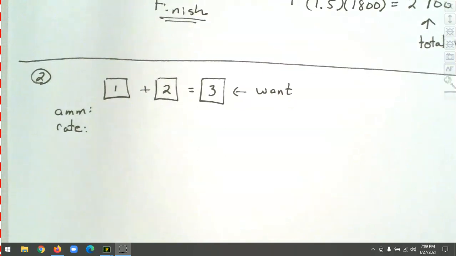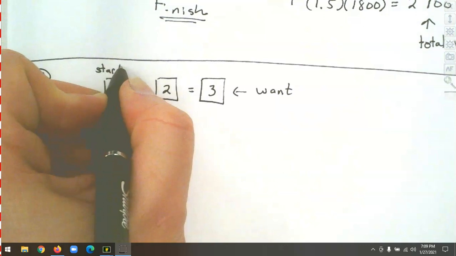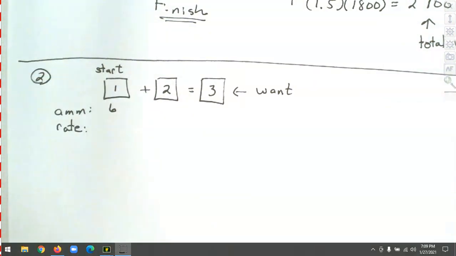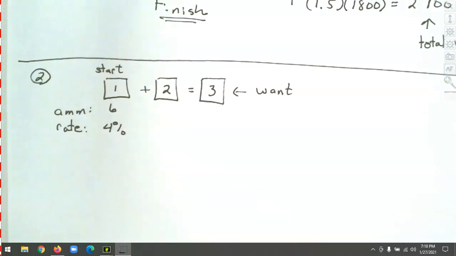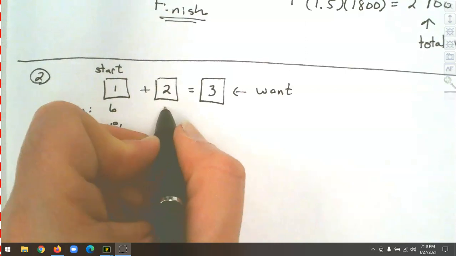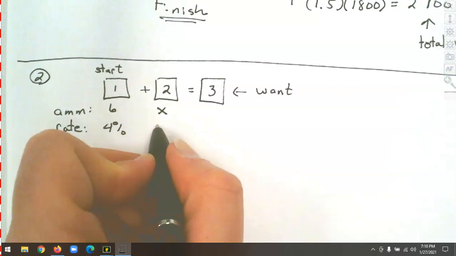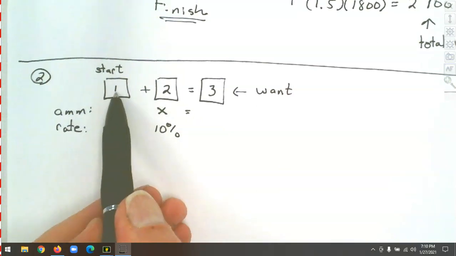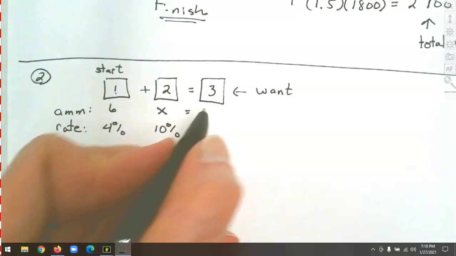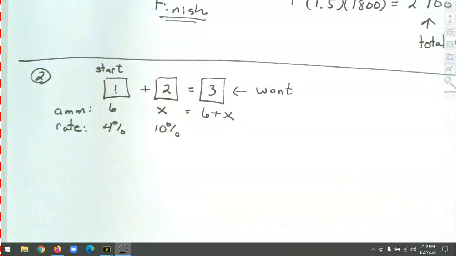So in a chemistry class, 6 liters of a 4% solution. That's where we start. We're going to start with 6 liters of a 4% solution. And then we're going to mix it with a 10%. But we don't know how much is in there, so we're going to use an X. And our percentage rate is 10. We add across, because remember, 1 plus 2 is 3. So those add together, and that gives you X plus 6, or 6 plus X, either way.